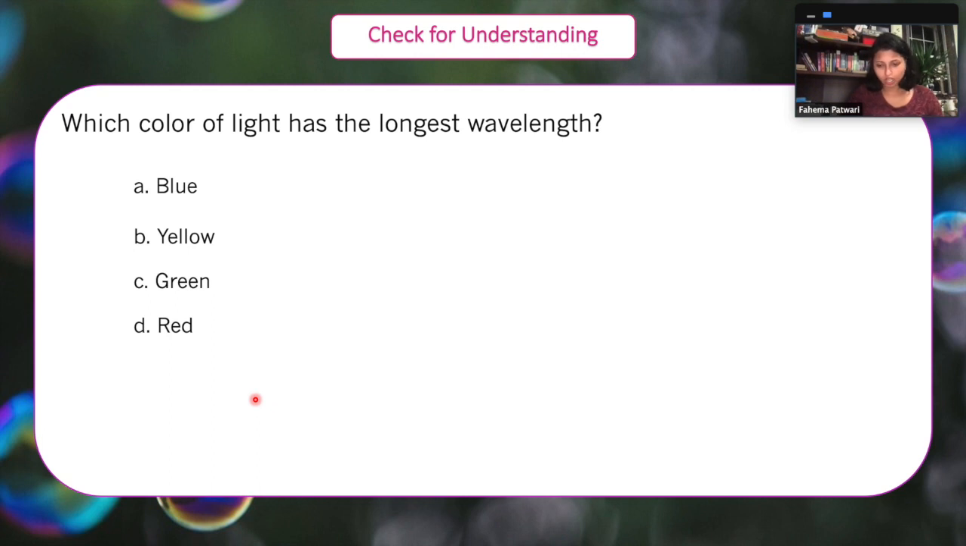So here, how do we figure this out? We just use ROY G BIV, right? This is the order of the colors in the rainbow from highest energy to lowest energy.